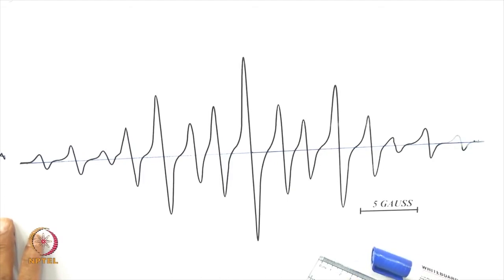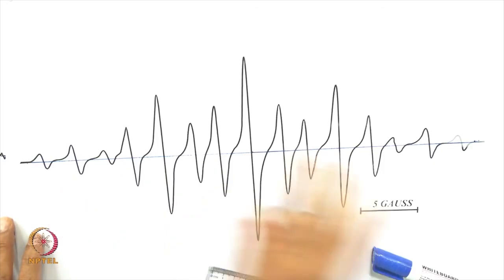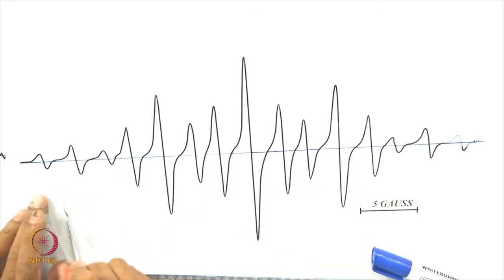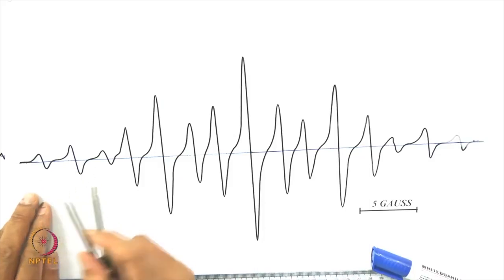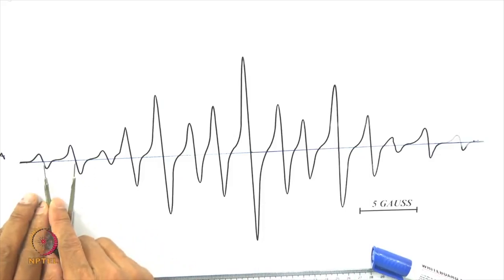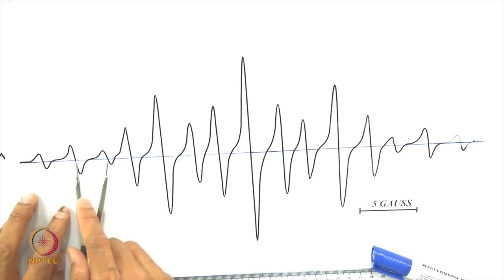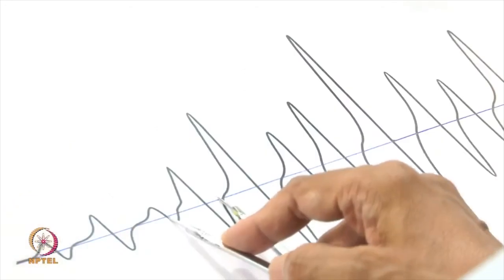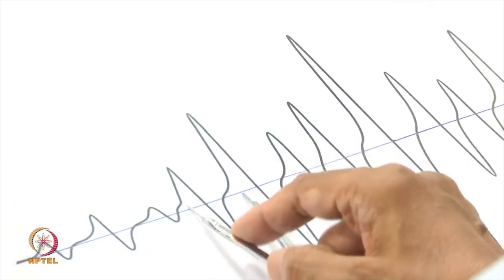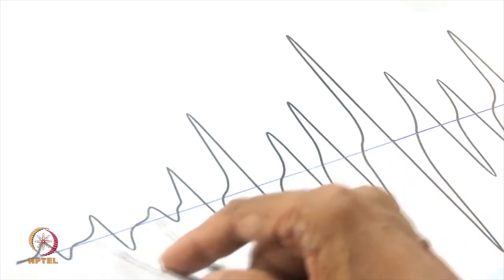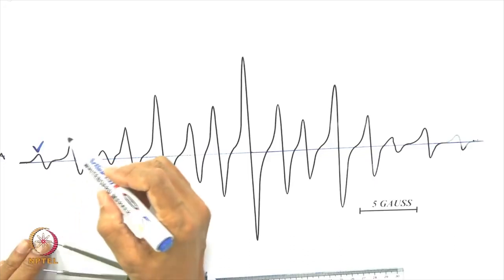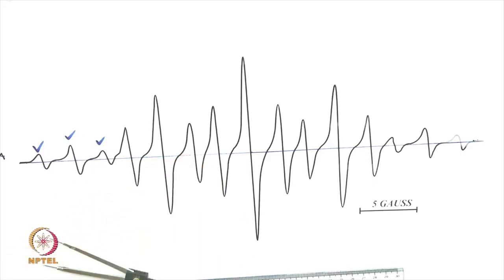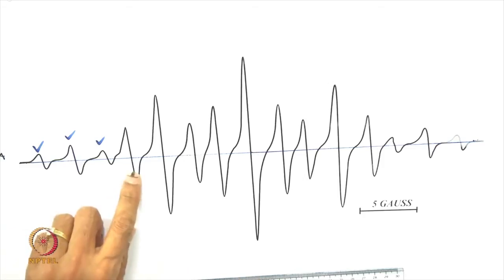Now, we go to a little more complicated spectrum. Here, things are reasonably routine. So many lines are there. So, we start again from the outermost line and see how many lines belong to one group of equivalent nuclei. This is the first gap between the outermost line and the next one. This gap is the same as this gap, but then after that there is no line here. This does not fall in line with this. That means these lines belong to one hyperfine coupling constant. This does not belong there.